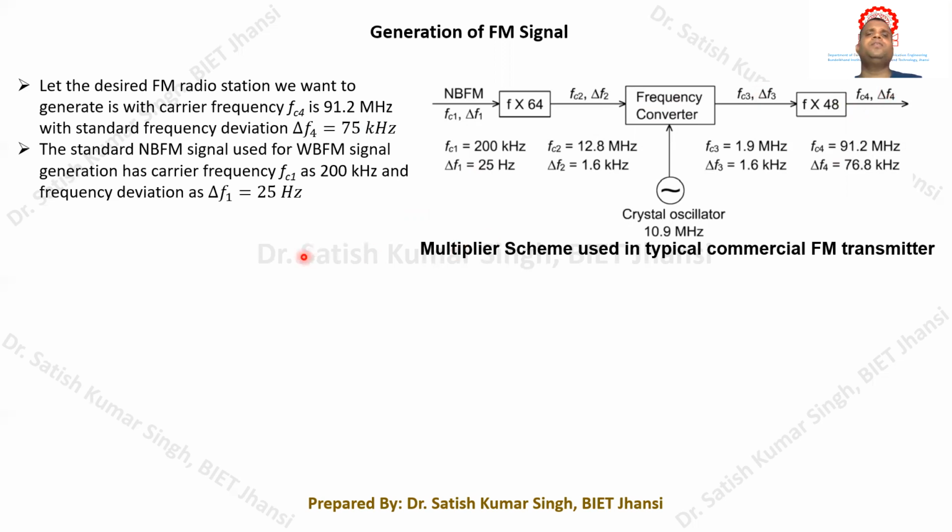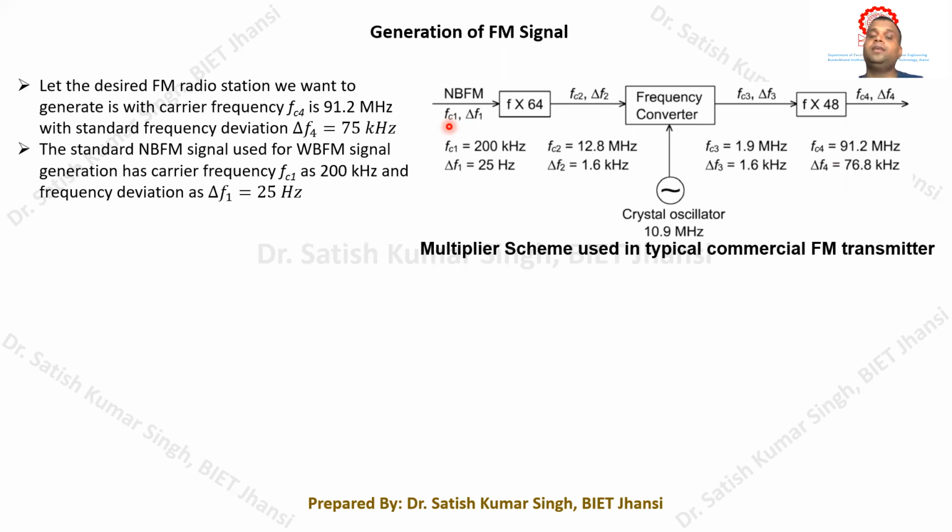Now generally, in the indirect method of generation of the WBFM signal using the NBFM signal, the NBFM signal that we use at the first stage has its carrier frequency FC1 equal to 200 kilohertz. You must be wondering why it should be 200 kilohertz. But in commercial applications you will find that the crystal oscillator that we use for generation of the carrier is much more stable in the case of 200 kilohertz.